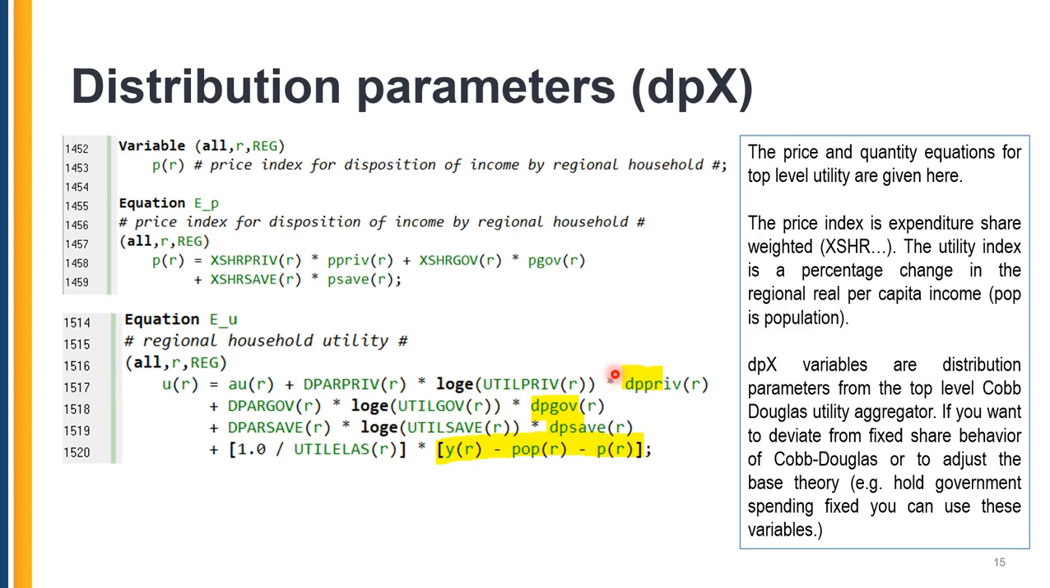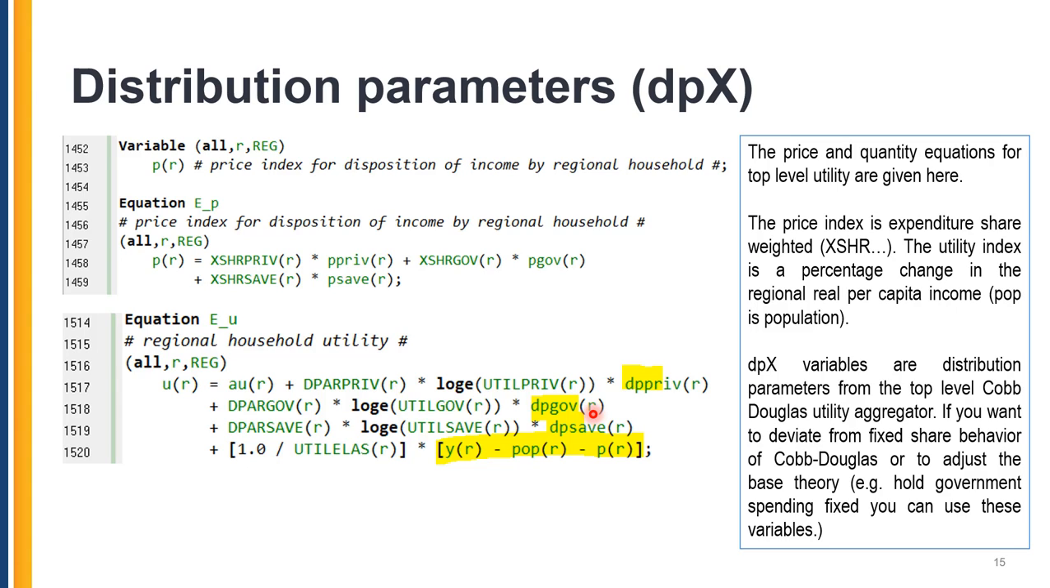And so we'll get into, again, in an advanced part of the course where we look at closures in the model and different theories that people want to implement through the way they set up the equations, which ones are turned on and which ones are turned off. These DP variables are going to be important. And so just to give you a flavor of that, what if you wanted to adjust the base theory from the Cobb-Douglas regional household level and say that I want actual government spending to be held fixed? Well, you could use this dp_gov variable to hold the government spending level fixed, right?